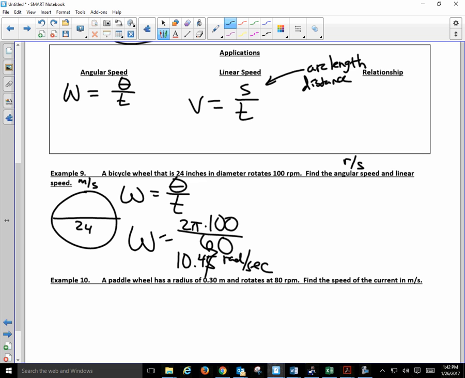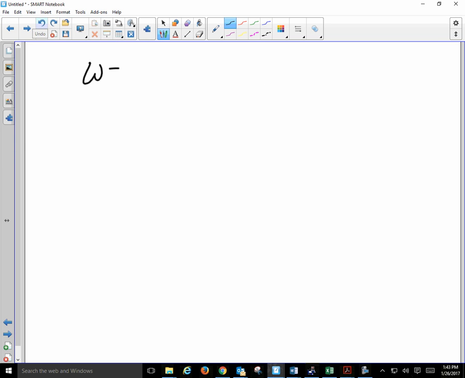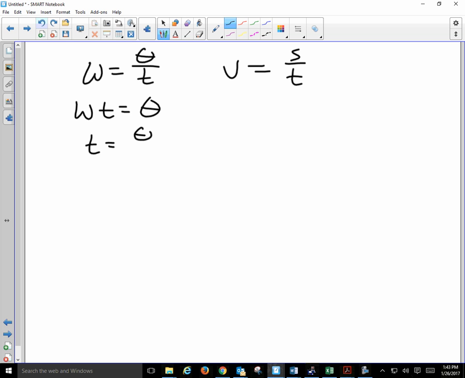How does that sound? So now you just have to follow me for 1 minute to see how I use these two to come up with a better equation so we don't ever have to use that one. Omega is equal to theta divided by t, and velocity is equal to s divided by t. You don't have to write this down, but just follow along. So I'm going to solve for t here. If I do that, I get omega times t is equal to theta. So t is equal to theta divided by omega. Good with that?